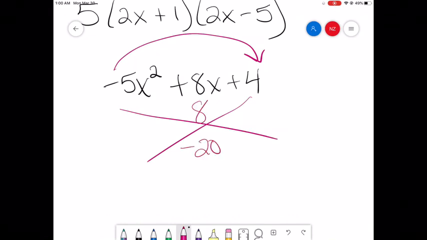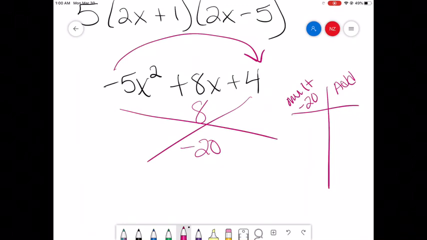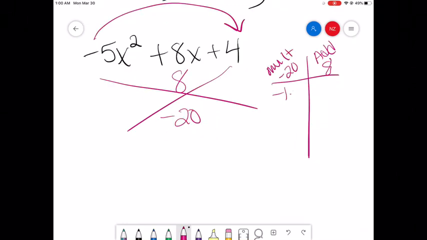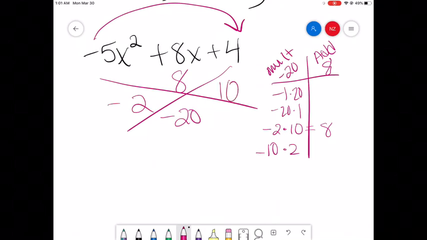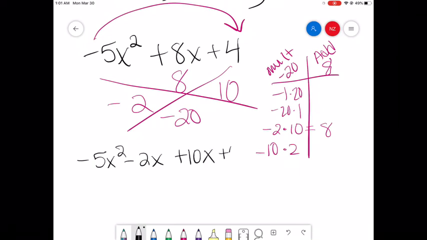Negative 20 and 8. Multiply to give me negative 20. Add to give me 8. 1 times 20, 2 times 10, and there's my answer there, or negative 10 times 2. So this would be my 8, so I have negative 2 and 10. Okay, so I have negative 5x squared minus 2x, and this will be plus 10x plus 4.